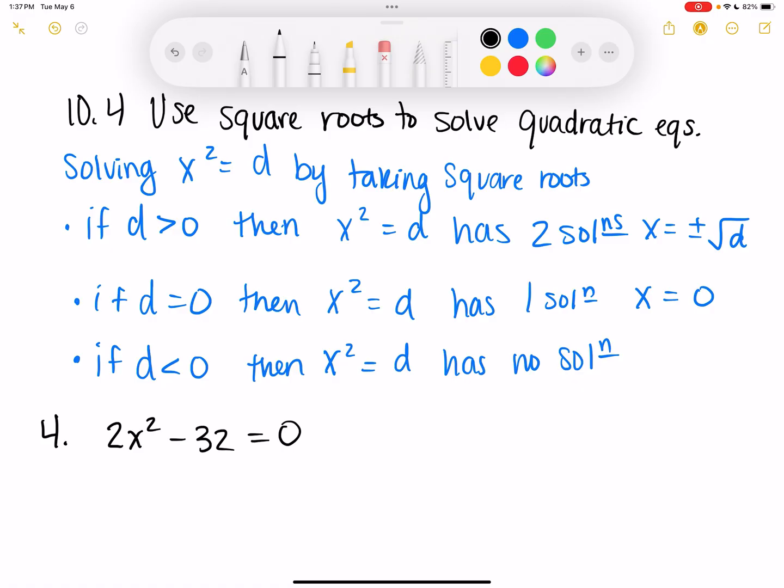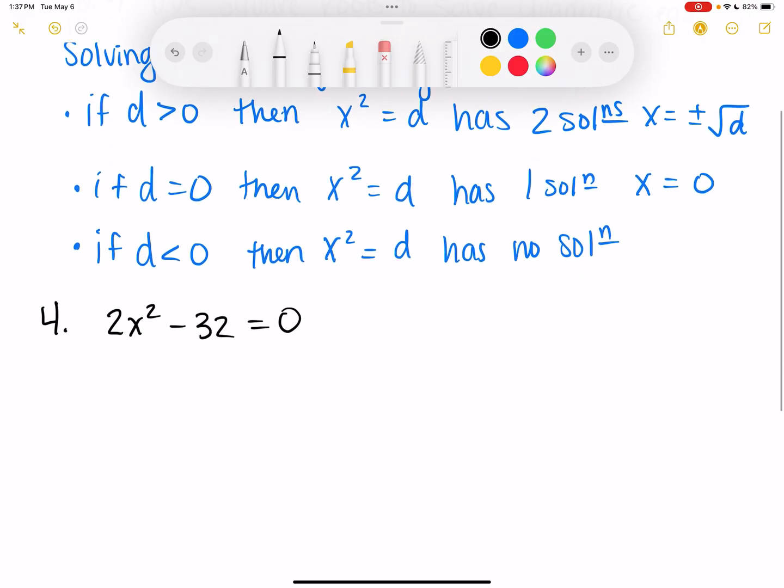So basically my goal is to get x by itself. So first I'm going to add 32. So 2x squared equals 32. Then I'm going to divide by 2. So x squared equals 16.